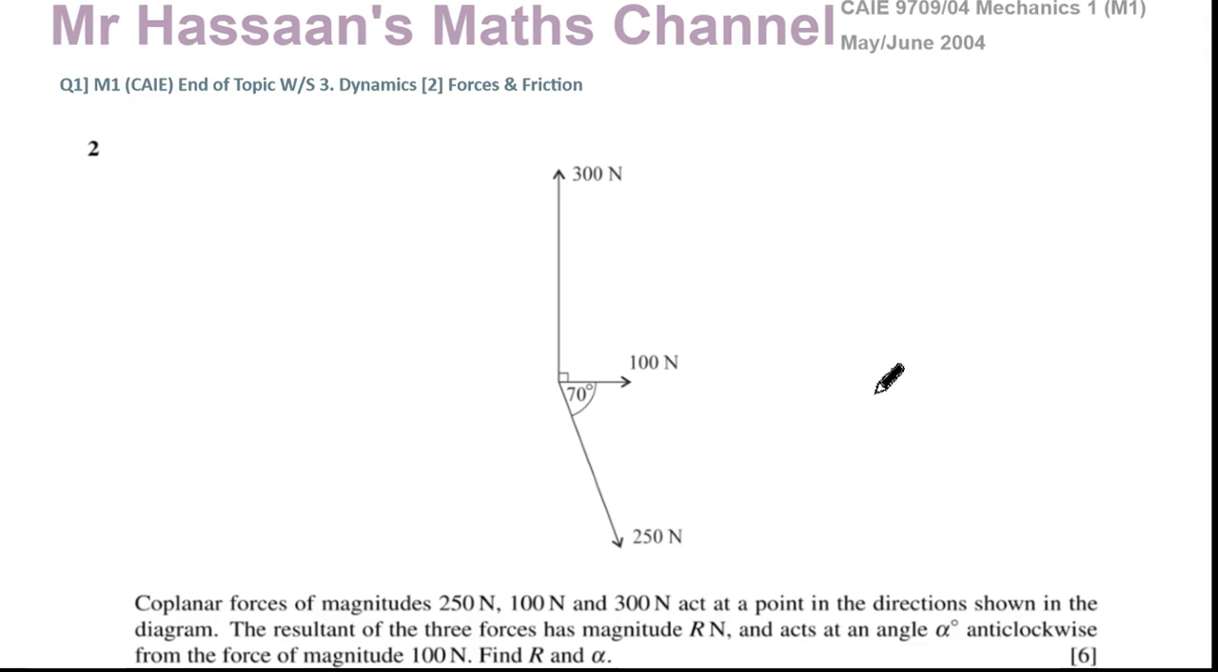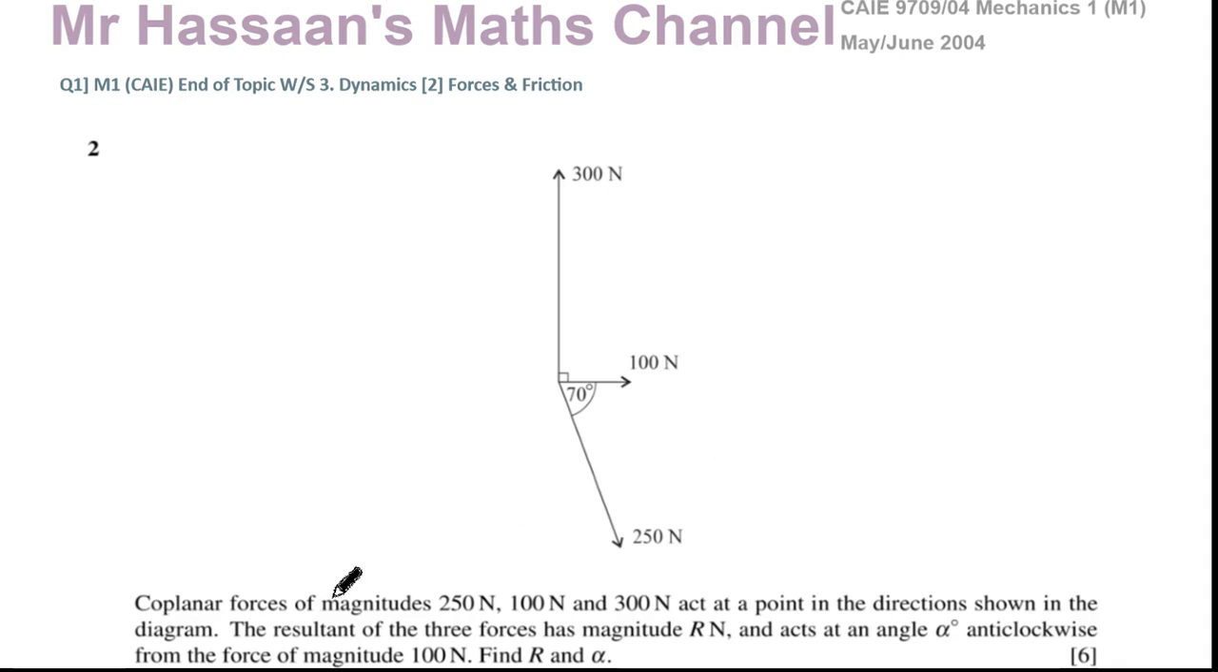Okay, so I put it under my forces and friction chapter of my end of topic worksheet, and that's where I've taken it from. That's where a student has asked me the question from. It's question number 1 in my end of topic worksheet for forces and friction from my M1 collection for Cambridge.